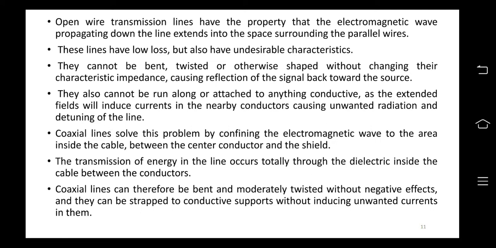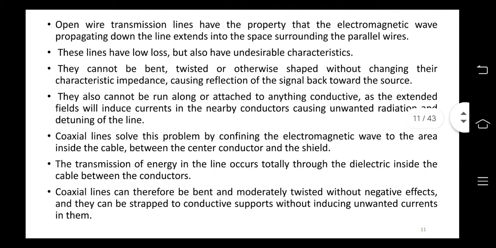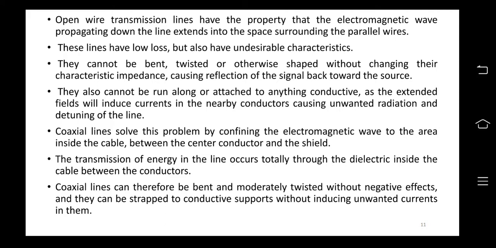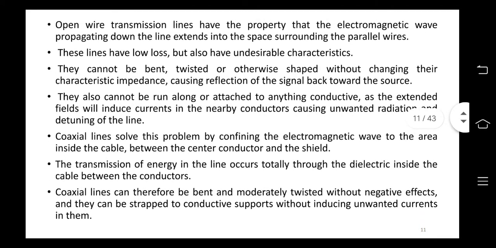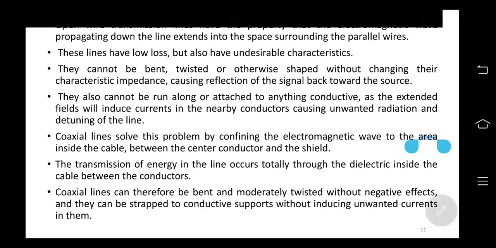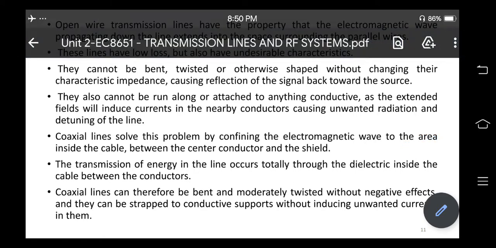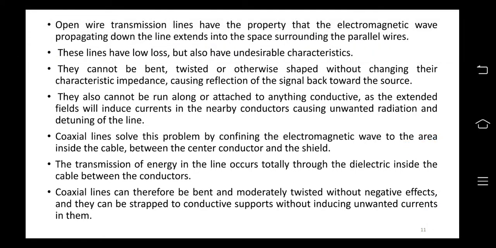The open wire transmission lines have the property that the electromagnetic wave propagating down the line extends into space surrounding the parallel wires. These lines have low loss but have undesirable characteristics. They cannot be bent, twisted, or otherwise shaped without changing their characteristic impedance, causing reflection of the signal back towards the source. They also cannot be run along or attached to anything conductive, as the extended fields will induce current in the nearby conductors, causing unwanted radiation and detuning of the line.